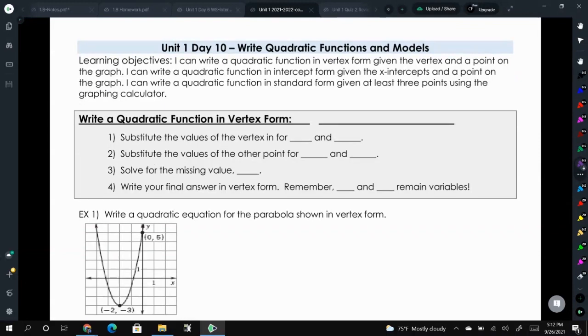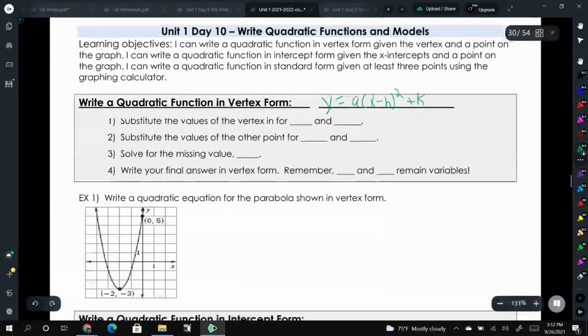Remember, we have three forms of a quadratic function. We have vertex form, intercept form, and standard form. And what we're going to do is look at the different ways we need to approach those problems. So with vertex form, remember that vertex form is y equals a times x minus h squared plus k, where h and k are the vertex.